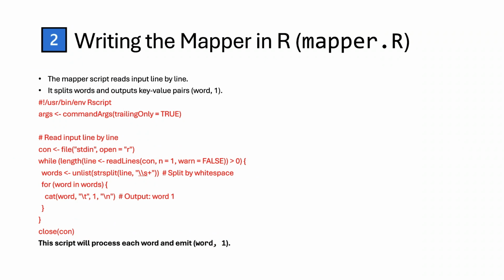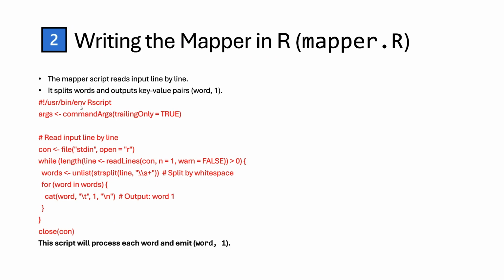Let us break it down one by one. So what is this line? User slash bin environment Rscript. This is the line that tells the system that this script should be executed using Rscript, which is interpreted by R. This line ensures that the script uses the first Rscript binary found in the user's path, making it more portable across different types of systems. That's why we have this environment setup.